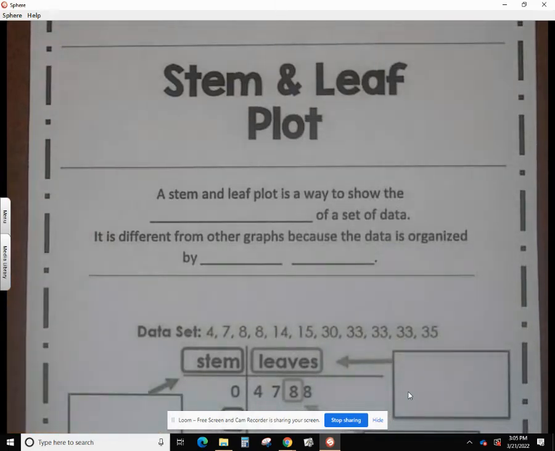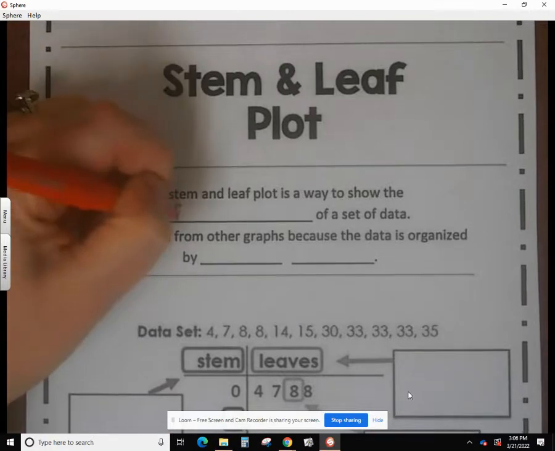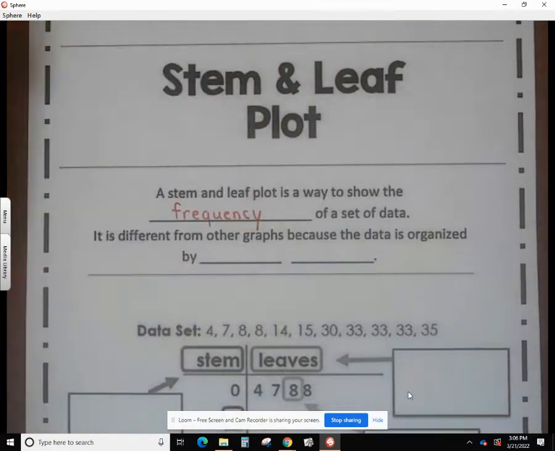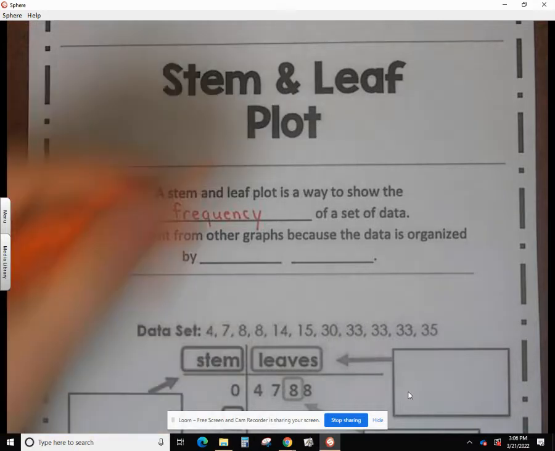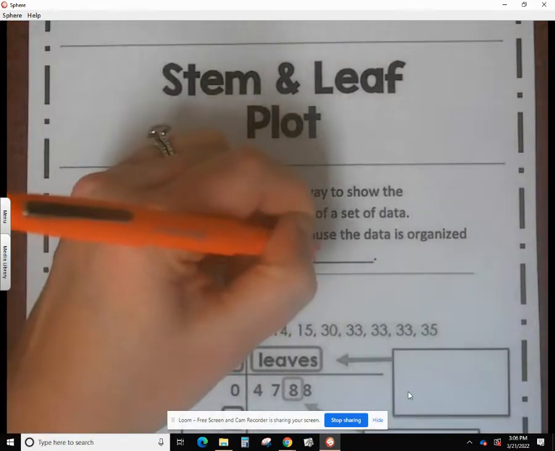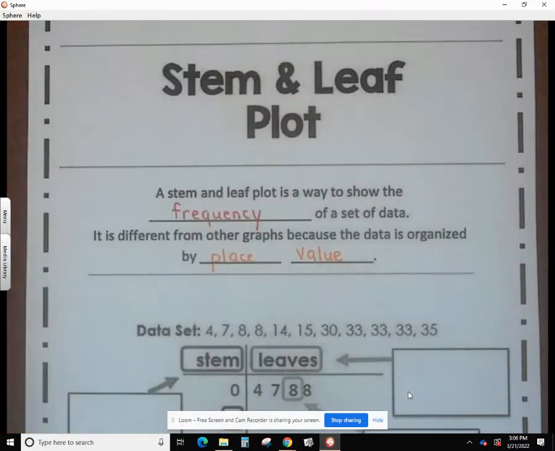Okay, this video is about stem and leaf plots. It is a type of graph and it is a way to show the frequency of a set of data, and that is just how often some numbers are occurring. And it is different from other graphs because the data is organized by place value. It's the only graph that we're going to learn about this year that's organized by place value.